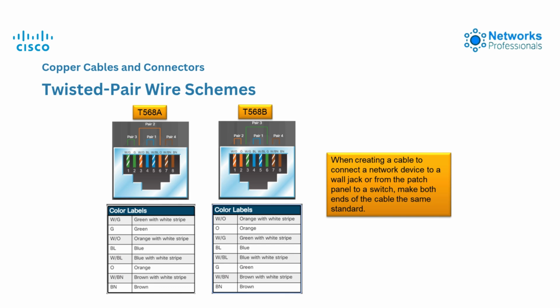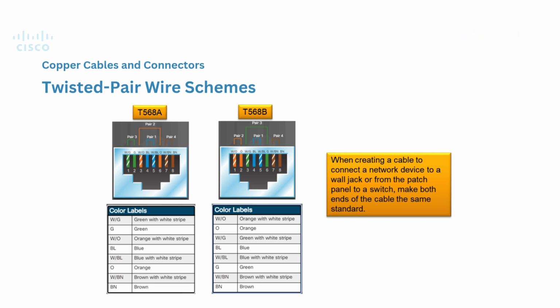Straight through cables. Used to connect different types of devices, such as a computer to a switch, or a switch to a router. Both ends of the cable should use the same wiring scheme, either T568A or T568B. Crossover cables. Used to connect similar devices, e.g., computer to computer or switch to switch. One end of the cable is wired using T568A, and the other end uses T568B.